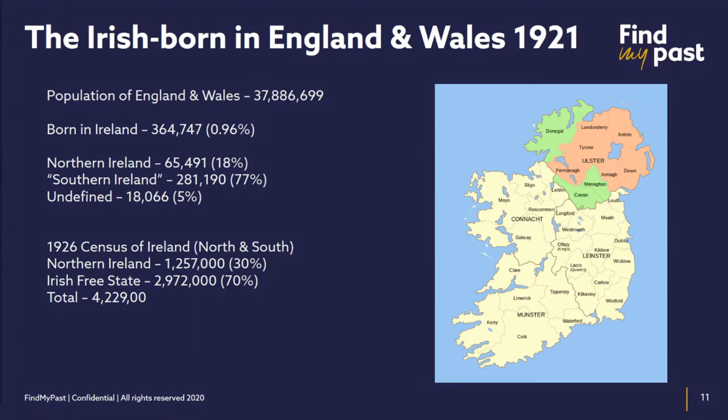The split between North and South is interesting as well, because 18% of those who record their place of birth as Ireland are from the new state of Northern Ireland. Because in 1920, there had been a Government of Ireland Act passed in the Westminster Parliament, which created two new dominions in Ireland. It created two countries which had their own parliament.